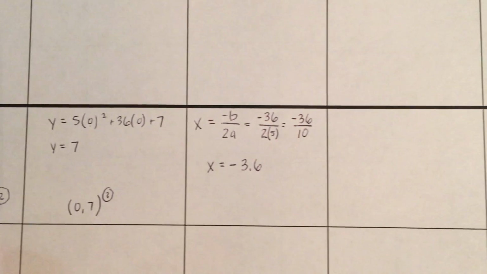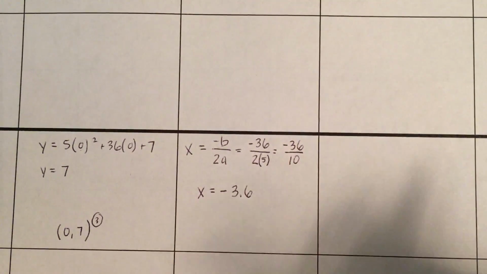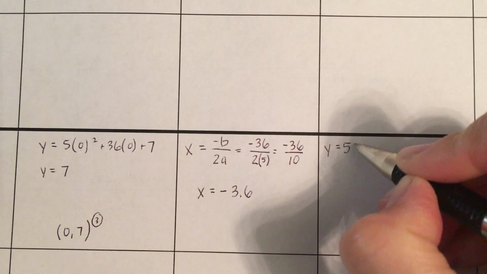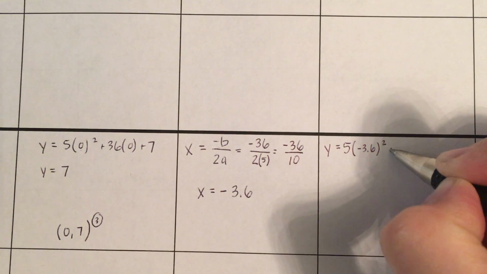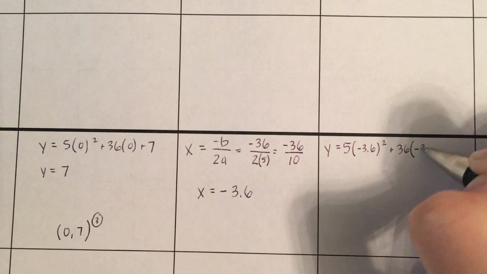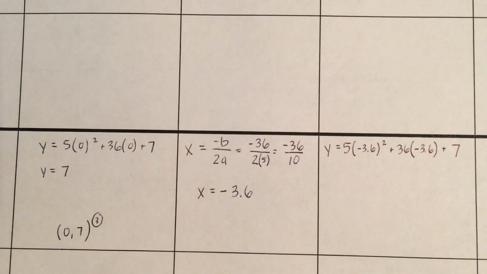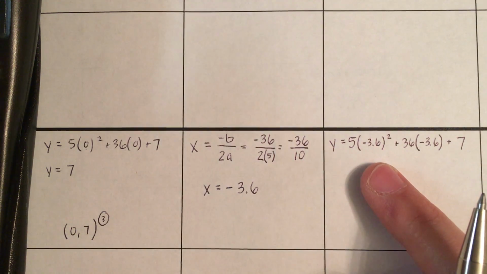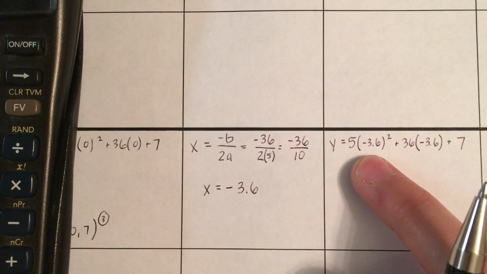So now we have to do kind of the annoying task of plugging negative 3.6 into this. Annoying but not really hard. We just have to be careful and use our calculator. So y equals 5 times negative 3.6 squared plus 36 times negative 3.6 plus 7. You can actually enter all of this at once in your calculator. You can literally enter everything you see here, including the parentheses. So consider that as an option. But I'm just going to do it piece by piece.